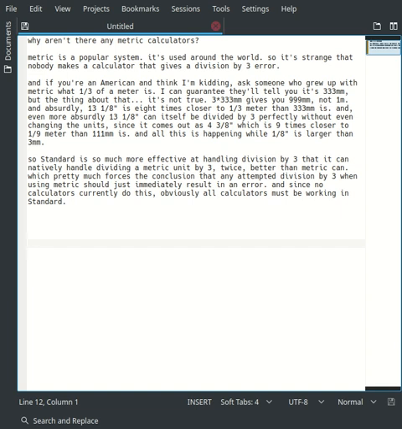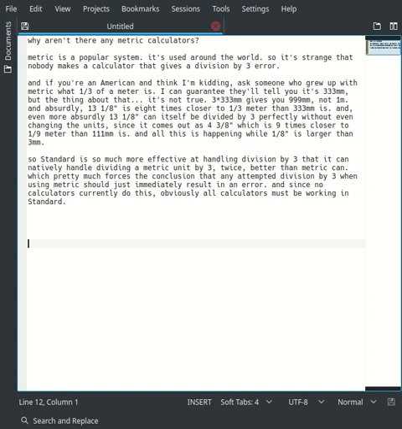Why aren't there any metric calculators? Right, so metric is a very popular system. It's used around the world. Most countries use metric. So it's strange that nobody makes a calculator that gives a division by 3 error.